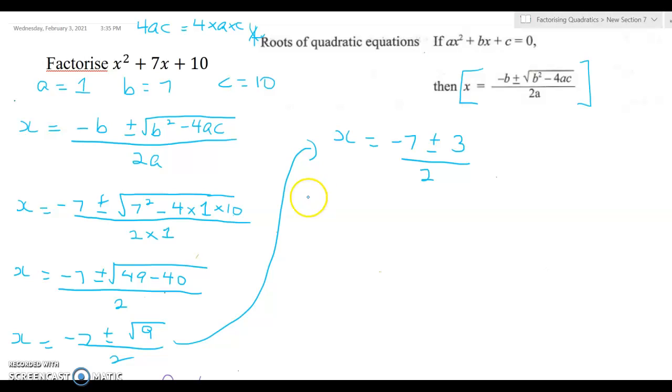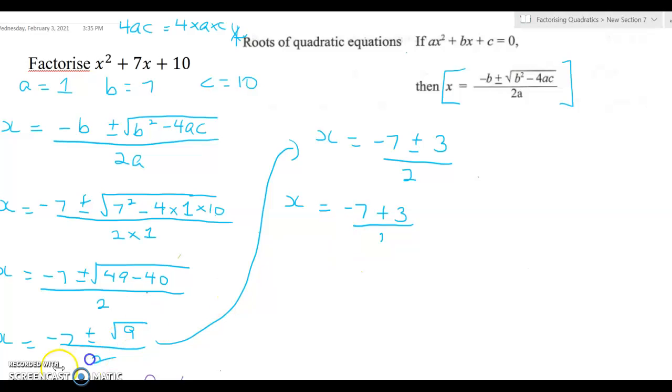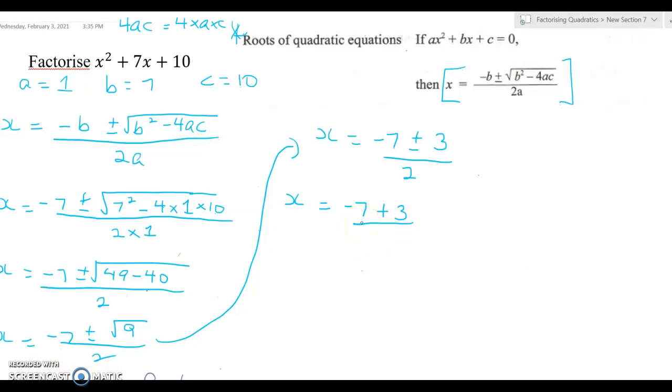Now, we're going to get two values of x. So either x is equal to minus 7, putting back the positive, plus 3, all over 2. Right, sorry about that. So that'll be minus 7 plus 3, all over 2, or we will have minus 7 minus 3 over 2. So x could be equal to either of those, and so we get the two values for x.